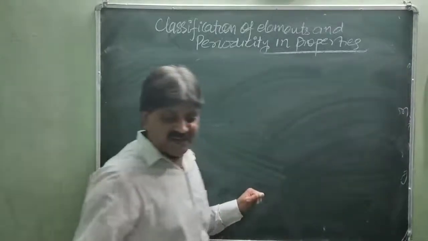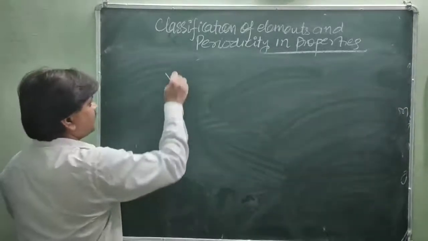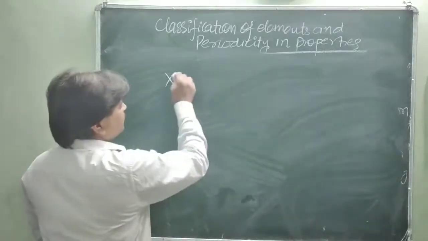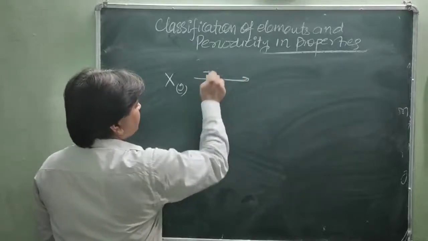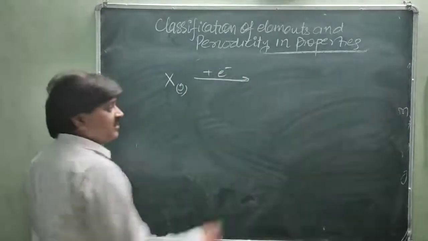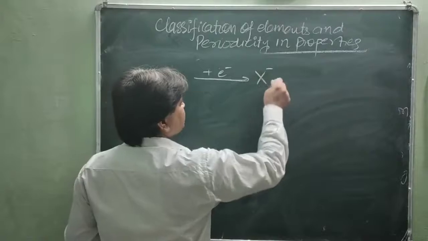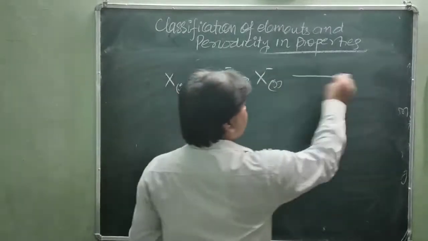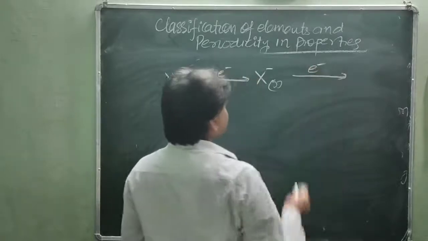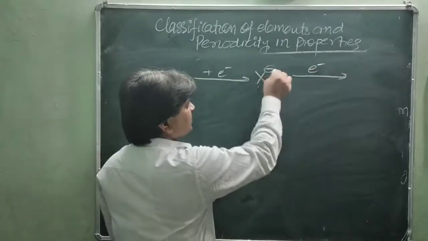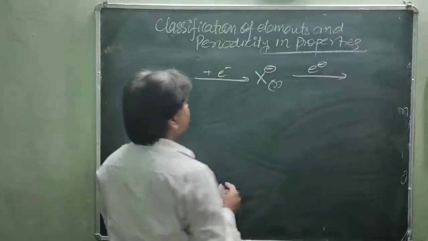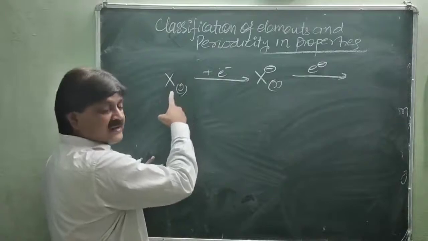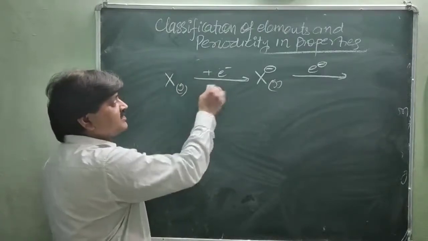Just like you will see here in the case of an element X in the gaseous state. In the neutral state, when we add an extra electron, e minus, it becomes X minus in the gaseous state. Further, whenever we add any extra electron, what will happen? The ion has a negative charge, and the electron also has a negative charge. In the neutral state it may be possible that it requires the electron, so it gains the electron and releases energy.